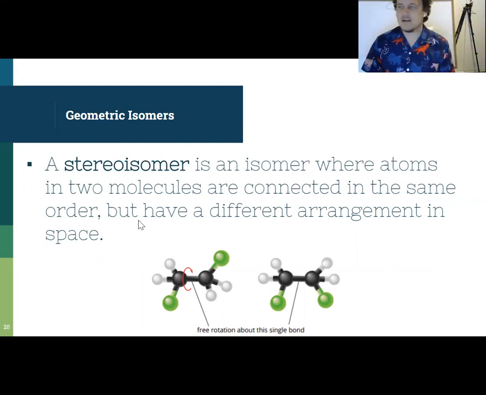So now we get into what's called the geometric isomers, where they are actually in the same order, but their arrangement in space is different. So this stereoisomer, the 2 molecules are connected in the same order, but you can see there's been a rotation of one end or both ends of the molecule, and it's facing this way. But they are still exactly the same formula, but the way that it's arranged in space is ever so slightly different.